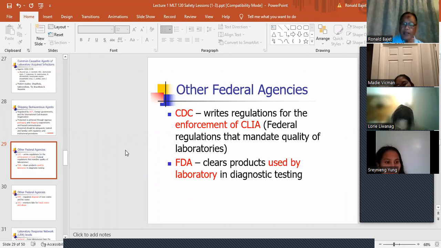FDA clears products used by the laboratory. So in other words, every test that you perform in the laboratory has to be FDA approved, whether it's a glucometer test, a test for ALT, AST, or a hematology test. All of those tests, all those instruments inside the laboratory, all the procedures have to be FDA approved. Okay, so they govern a lot in the laboratory. They clear the products used by the laboratory in diagnostic testing.